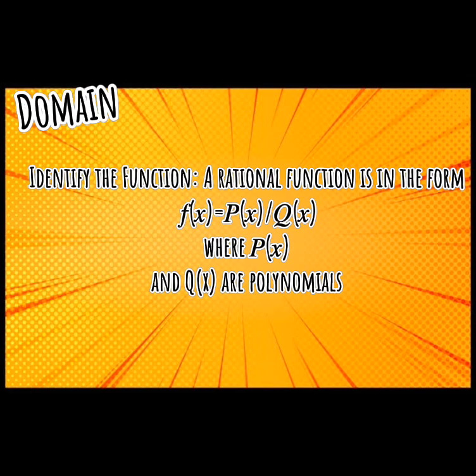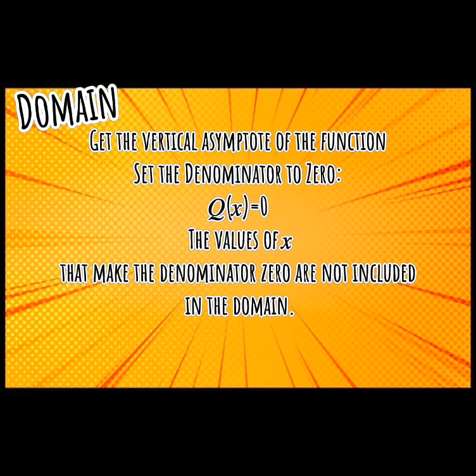To get the domain of a function, firstly identify the function. A rational function is in the form of f of x equals p of x over q of x, where p of x and q of x are polynomials. Second, get the vertical asymptote of the function. Just set the denominator to 0.